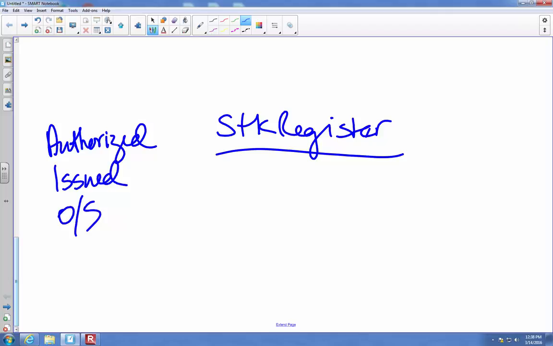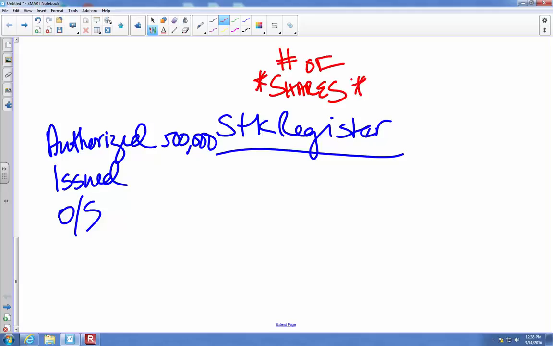There's 3 terms that describe stock. Authorized stock comes from the company's charter or documents that organize it. And basically it says, how many shares of stock am I allowed to issue? So in this case, I told you they were authorized to issue 500,000 shares, right? The thing about a stock register that's really critical that you remember is all the numbers in here are number of shares, not dollars.